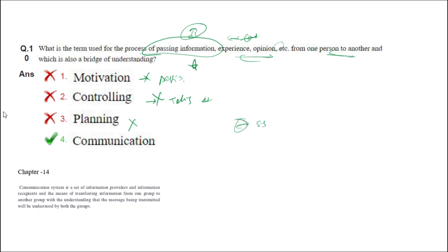If you know the definition of communication: communication is a set of information providers and information recipients and the means of transferring the information from one group to another group. We also know very clearly that communication happens between two persons or two organizations, and we are actually passing the information. So I'm telling you in this video, I'm giving the information, I'm passing the information to you and my experience of solving the problem. We are communicating to each other. If you know the definition of communication, we can directly attack this question. So this is the correct answer. This we have discussed in chapter 14 in our book. Moving to the next.